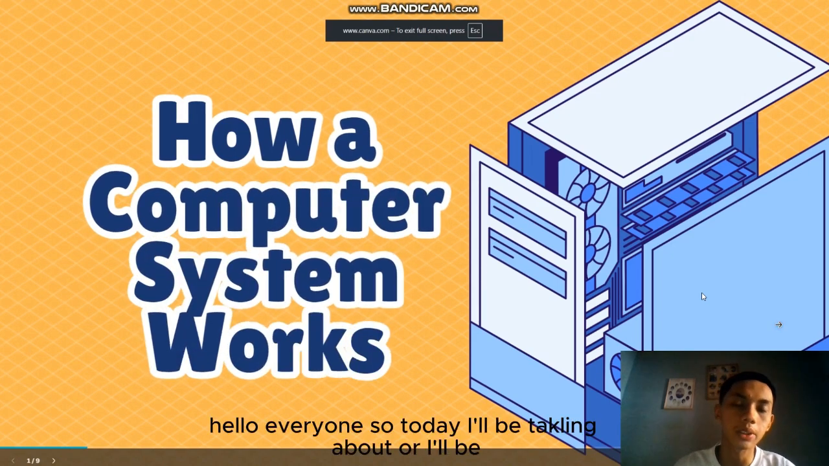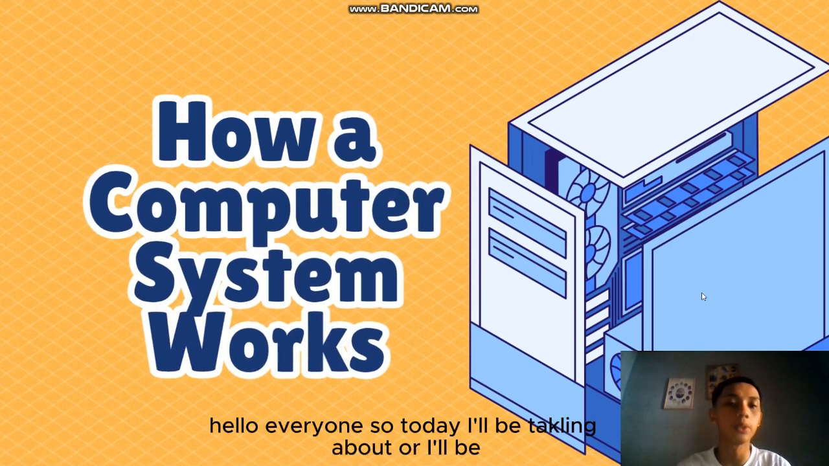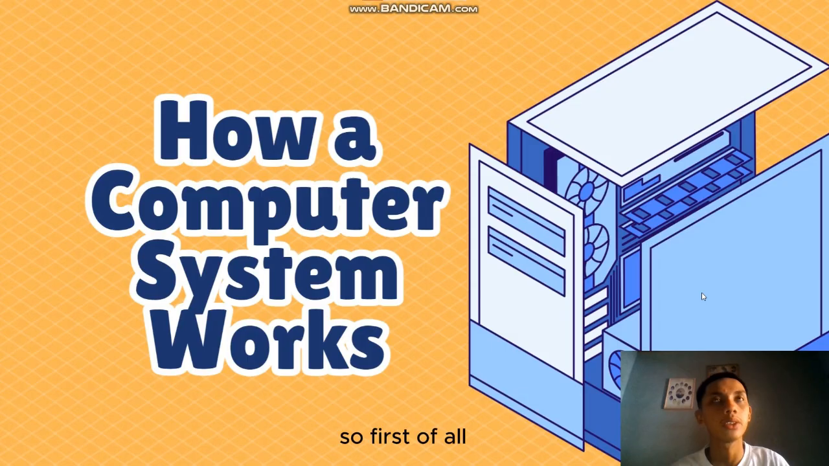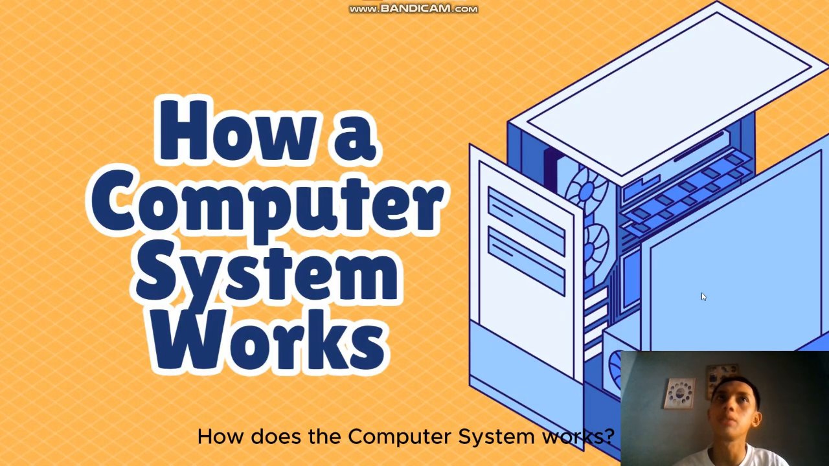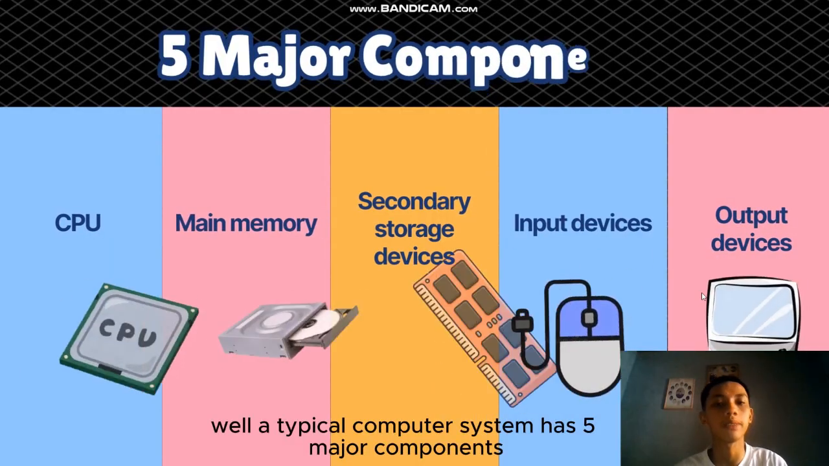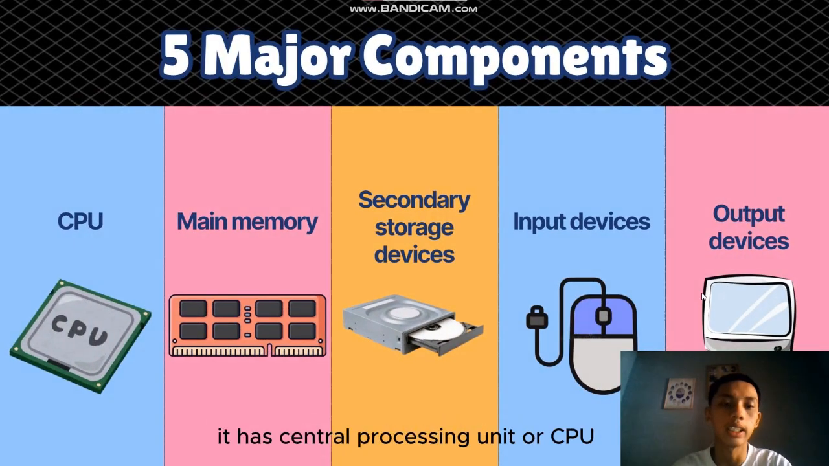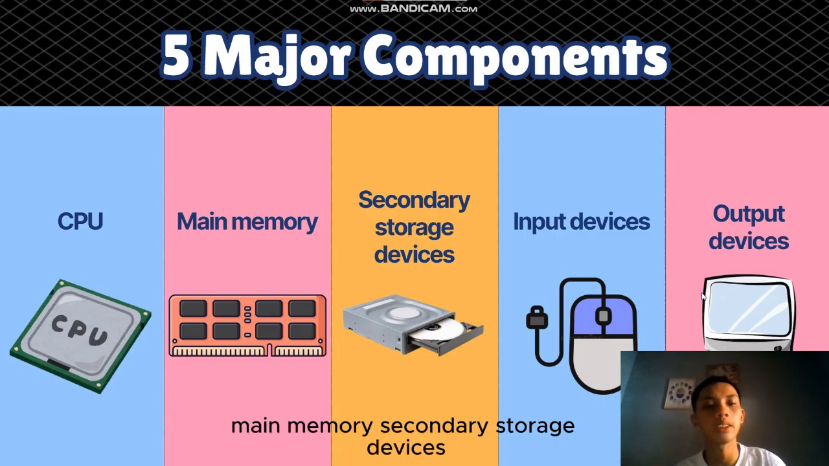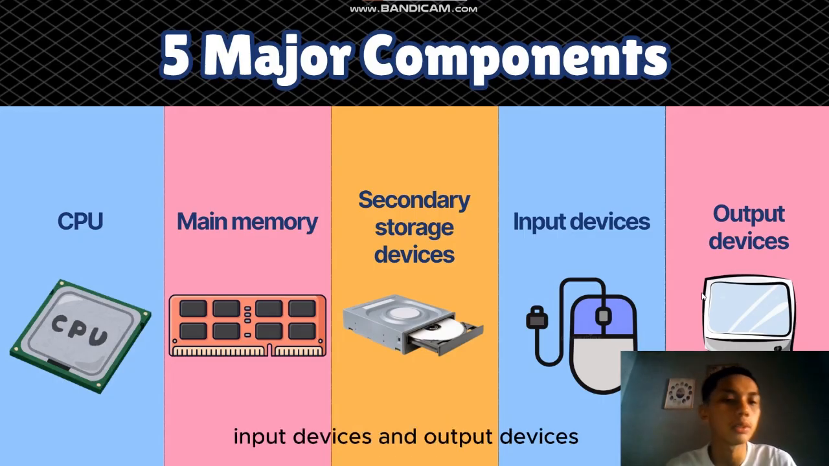So hello everyone, today I'll be showing you how a computer system works. So first of all, how does a computer system work? Well, a typical computer system has five major components. It has the central processing unit or CPU, main memory, secondary storage devices, input devices, and output devices.